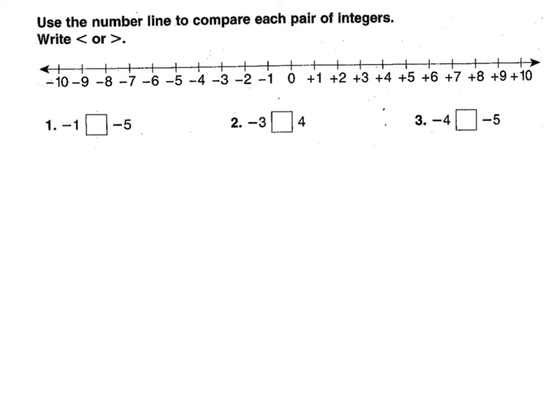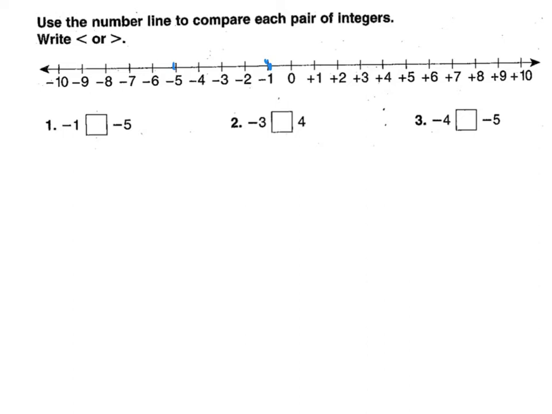So for instance, with number 1, we're given a problem we want to consider. We're comparing -1 and -5. So let's find those numbers real quick on the number line. -1 is right there, -5 is right here.